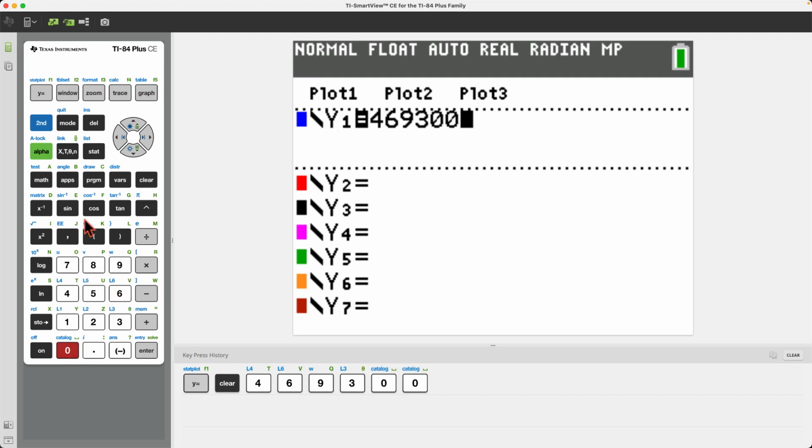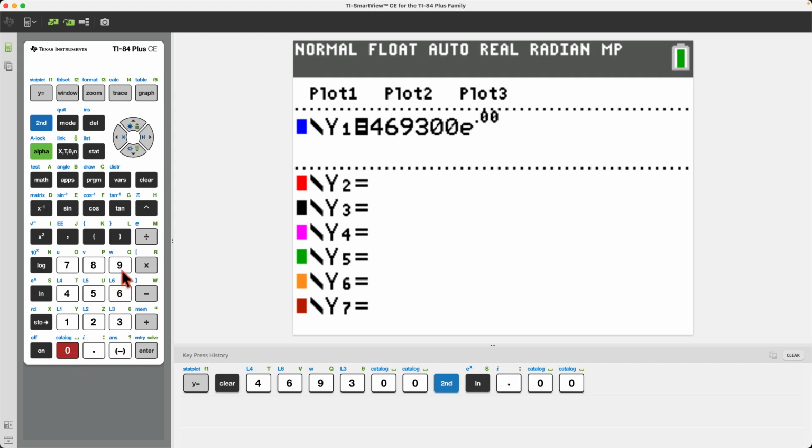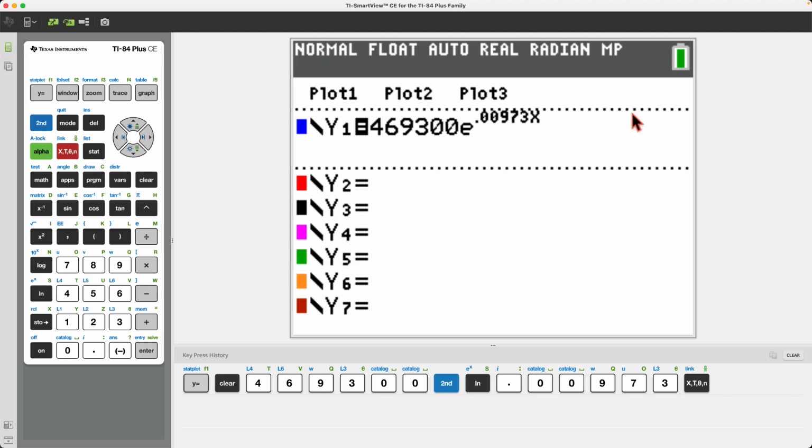4,690,300 E raised to the 0.00... what was the number? It was 9. What were the other digits? 73. And then I'll put an X up there. Now, depending upon your calculator, you may need to put parentheses around this to make sure it's all up in the exponent. For this one, we don't have to, but I'll do it anyway.